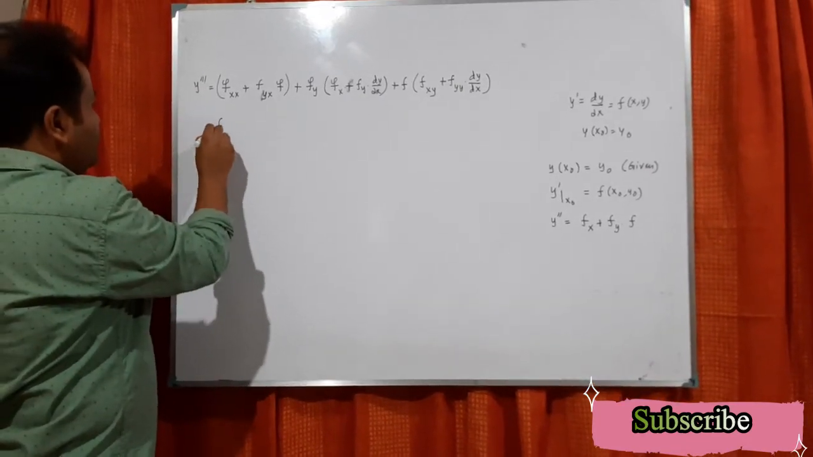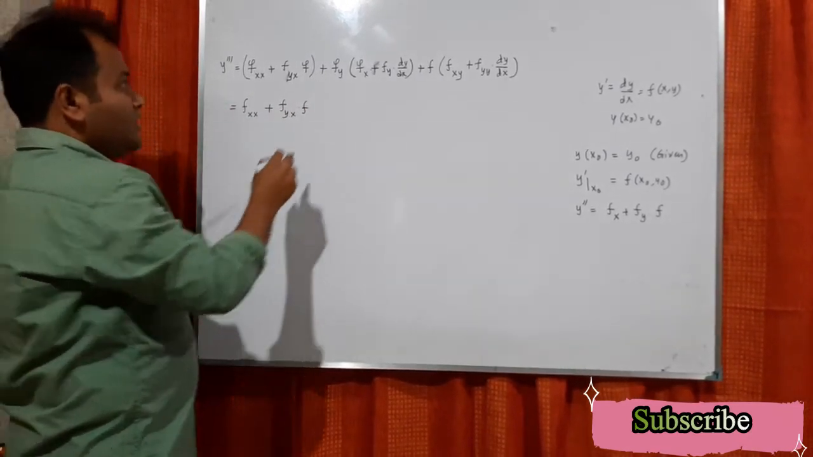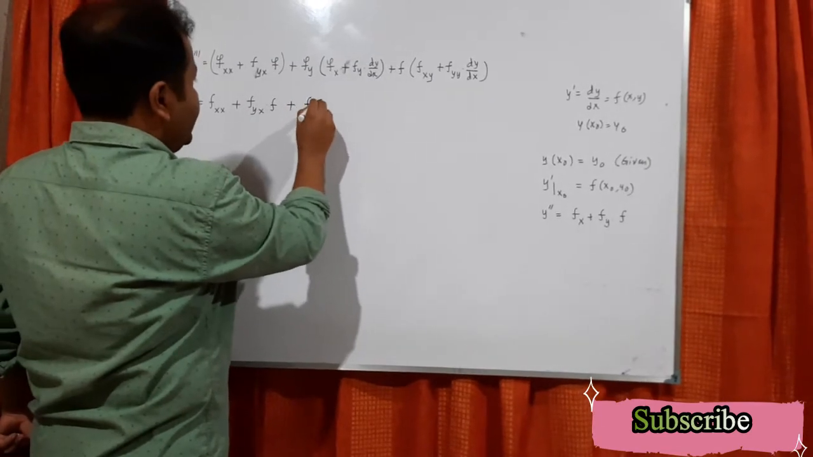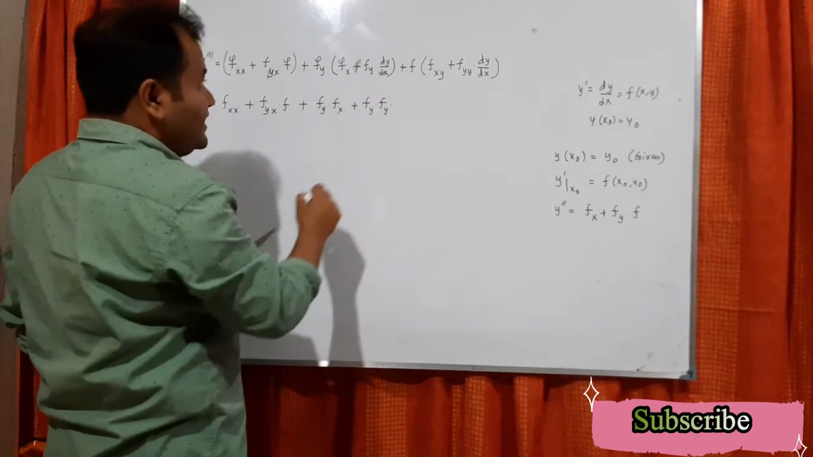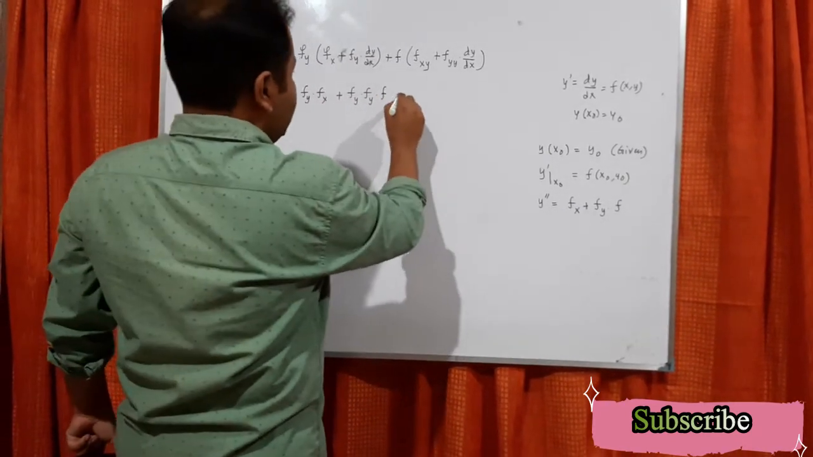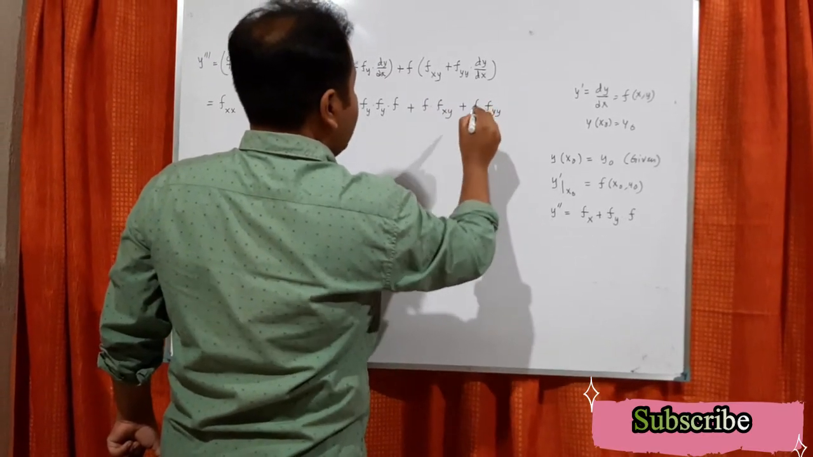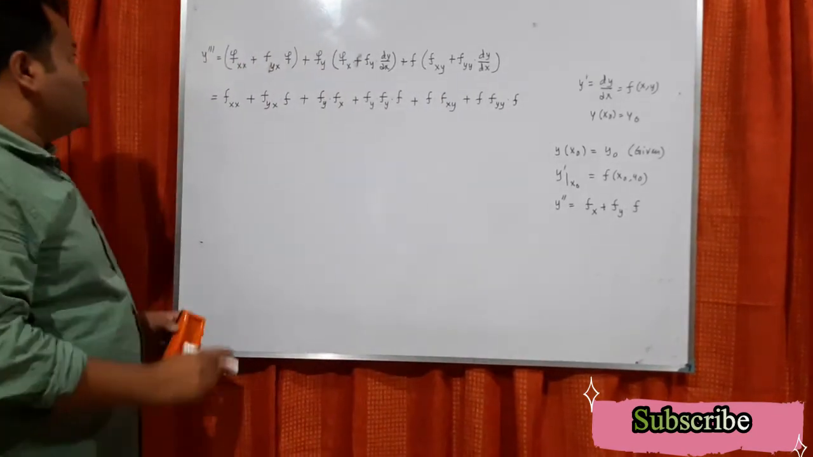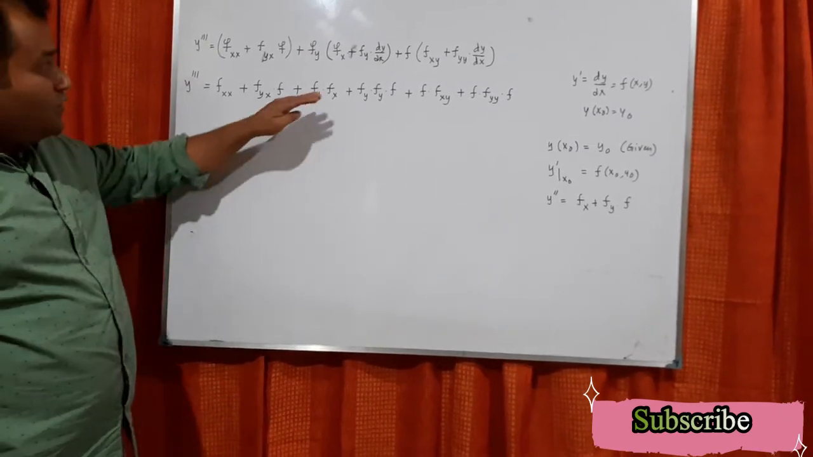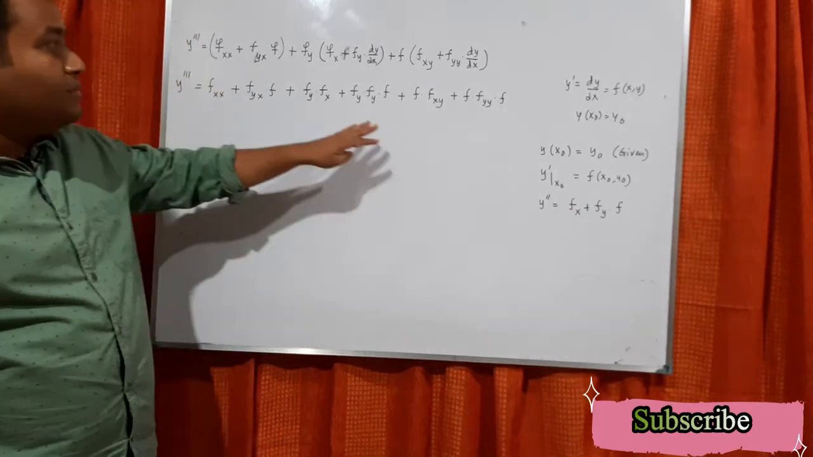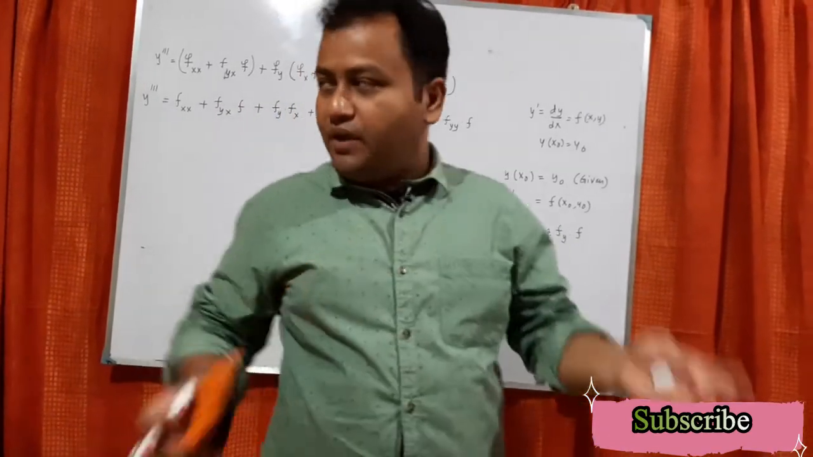We have got fxx plus fyx into f plus fy into fx plus fy into dy dx, which means f plus f into f of xy plus f into f of yy dy dx, which means another f. So this is y triple dash. So we can see how we can calculate y triple dash, and you can calculate further, but you have seen that this derivative expression is very big and complicated.